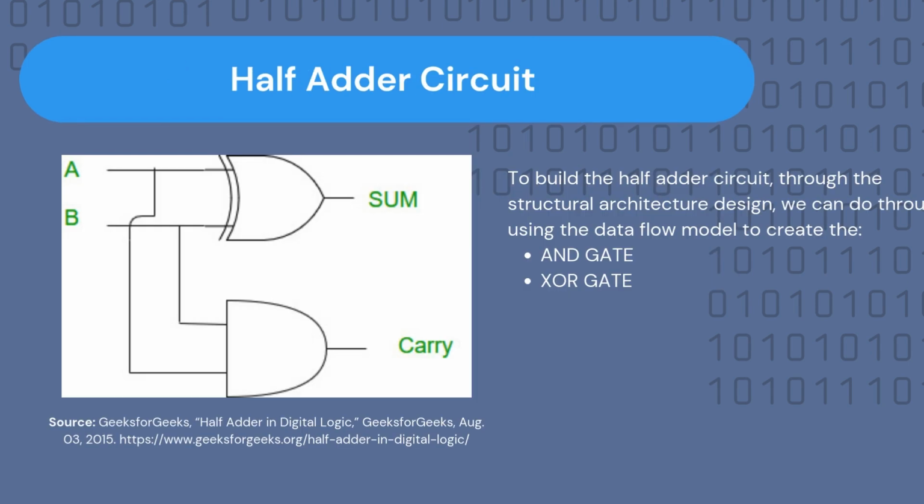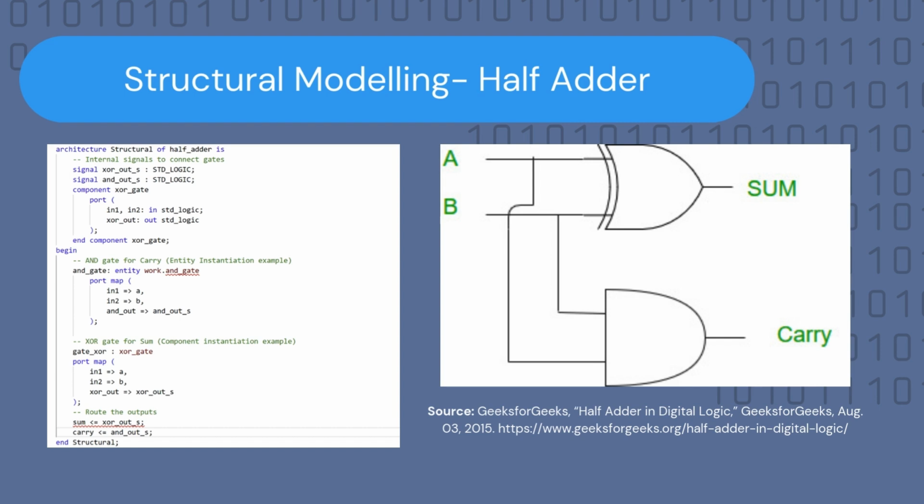Let's look at the half-adder circuit to further understand what structural modeling means. For us to model a half-adder circuit, we can build it by using an already existing module of an XOR gate and an already existing module of an AND gate. The XOR gate, which we can create using the data flow modeling, and the AND gate, which we can also create using the data flow modeling architecture, can be combined together to create the half-adder.